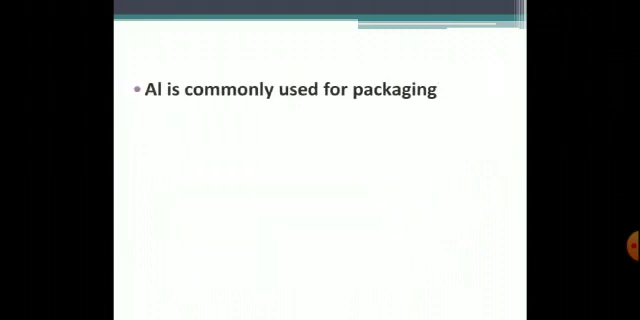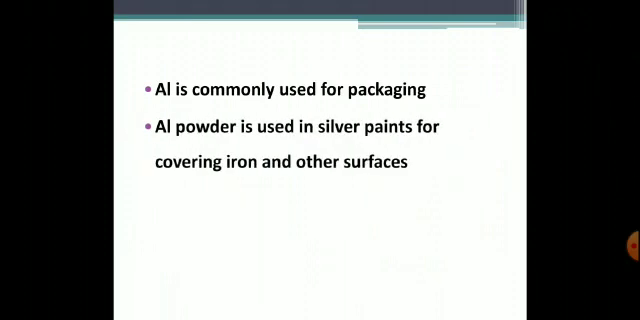The next use of aluminium is in packaging, as it can withstand the carbonation pressure inside the can. In addition, it can be easily formed and shaped, and it will not rust. The next use is that aluminium powder is used in silver paints for covering iron and other surfaces, because iron and other materials get corroded easily.